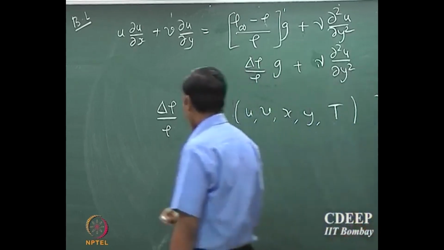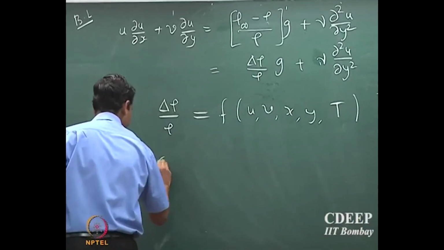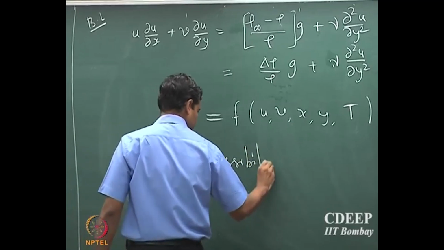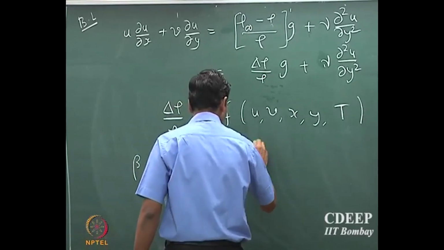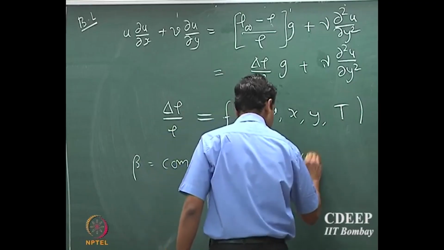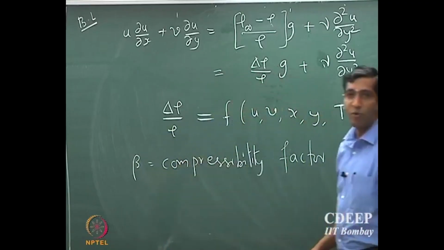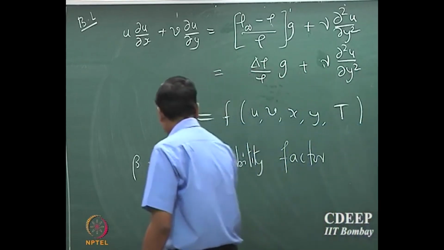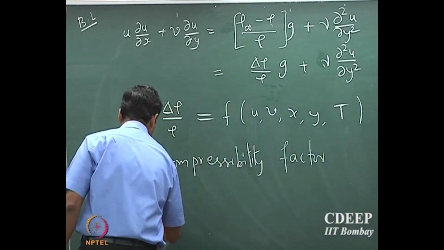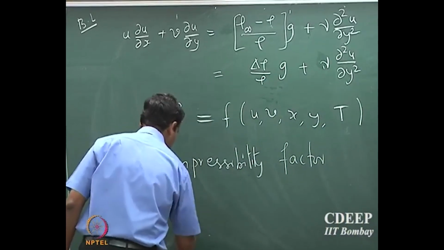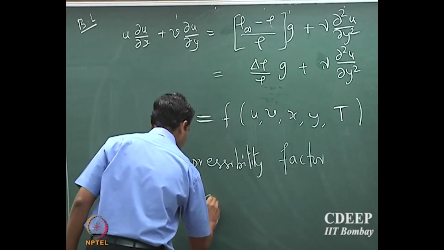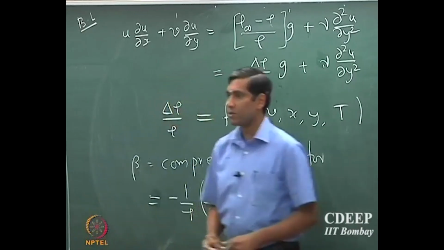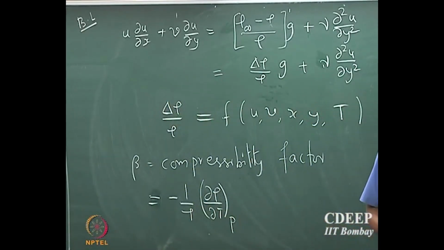Okay. So the way to do that is what's called the compressibility factor. So the typical symbol that is used is beta. Okay. Now the definition of compressibility factor is minus 1 by rho d rho by dT at constant pressure. Okay. So that is the definition of compressibility factor.